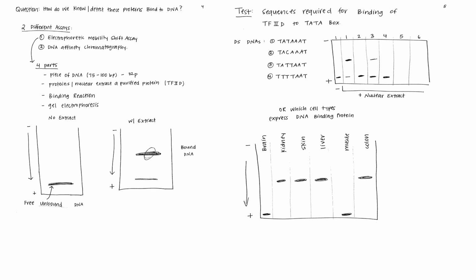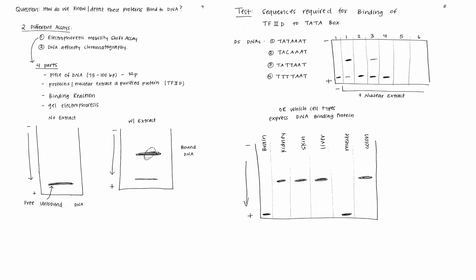So the question at the top: how do we detect proteins that bind to DNA? I'm going to describe to you electrophoretic mobility shift, and how it can be used in two different ways. I'm also going to tell you about something else called DNA affinity chromatography, which is a little bit separate. But the first thing is the electrophoretic mobility shift, and there are four elements to the system.